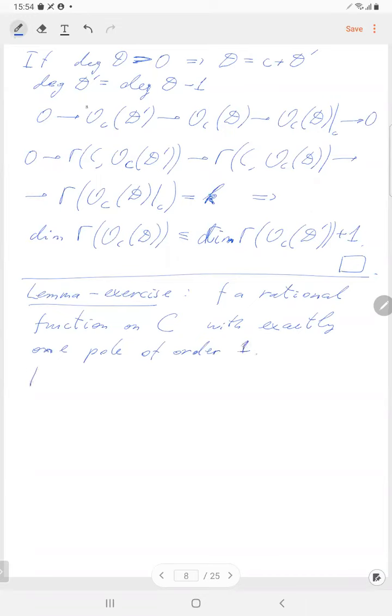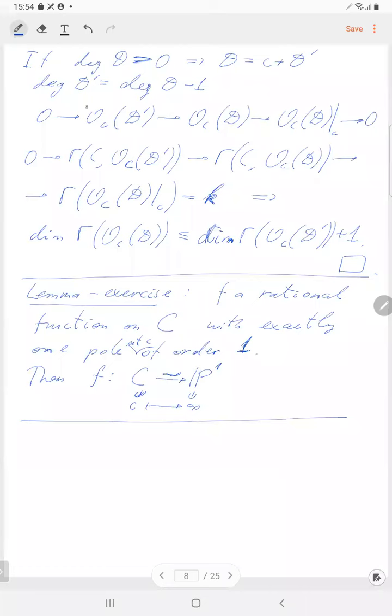And then I claim that this F is an isomorphism from C to the projective line. And under this isomorphism, the point infinity goes to this pole, say at point C. Okay, so maybe let's discuss it for a moment. So why is it so?